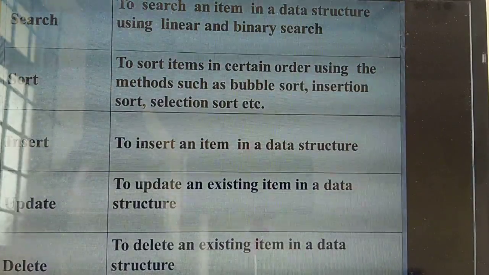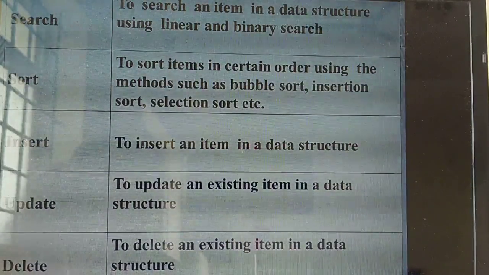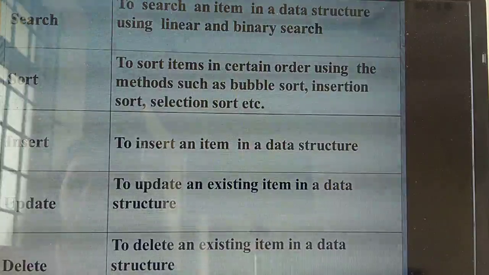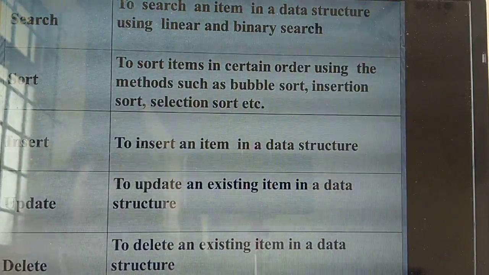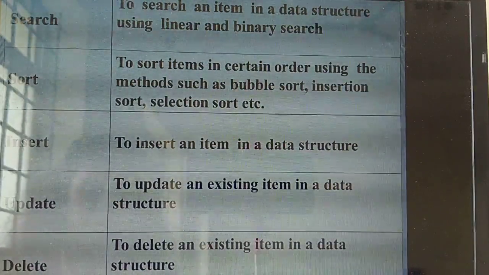Understand? So what do you mean by search? To search for an item stored in a data structure. For that I am using two: binary search algorithm and linear search algorithm.